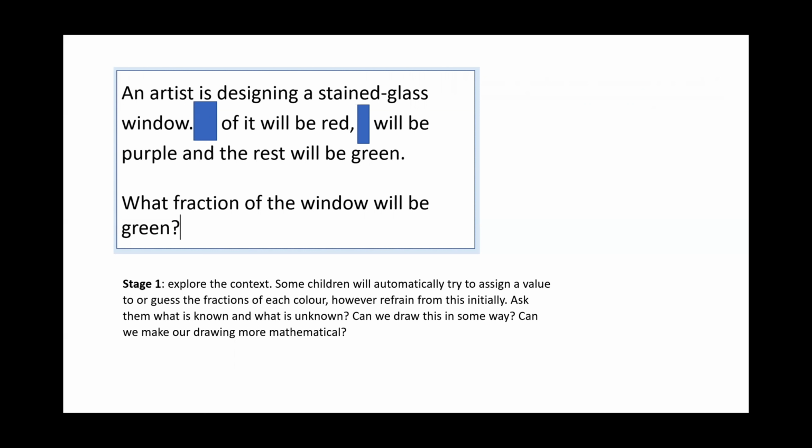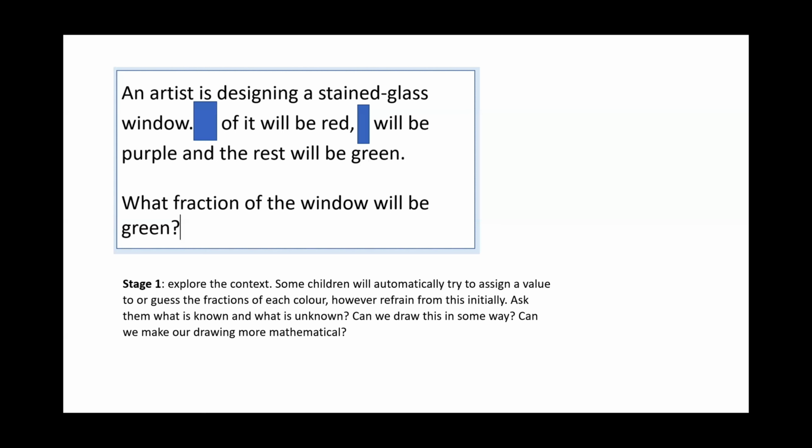Here's another example for you to try. Notice and jot down what your attention is drawn to when the problem does not have numbers and cannot be solved. Initially, I noticed the key terminology of fraction in the question. What fraction of the window is green? This gives me enough mathematical understanding to make meaning from the question.